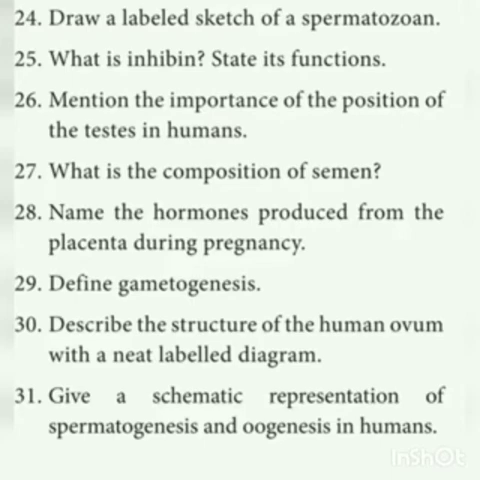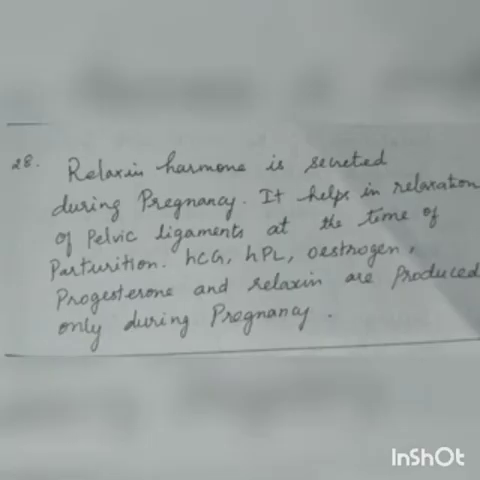Next is, name the hormones produced from the placenta during pregnancy. So what are the hormones produced from placenta? You know that there are different types of hormones. Human chorionic gonadotrophin, human chorionic somatotrophin, estrogens and progesterones are produced.